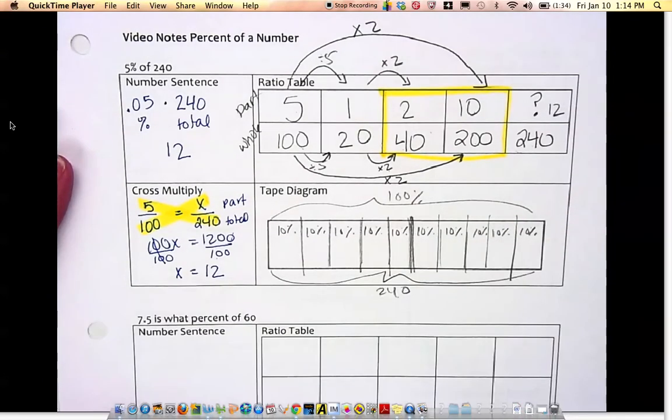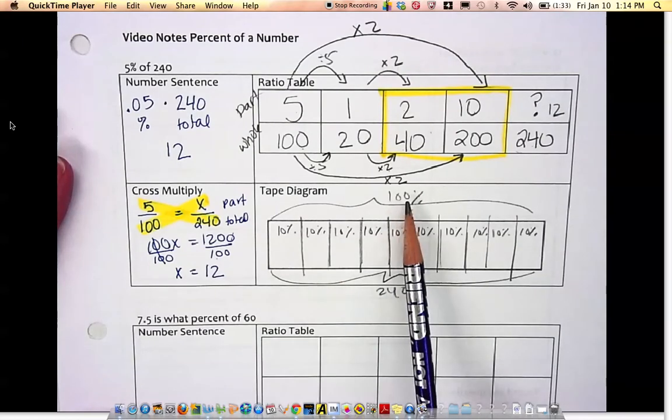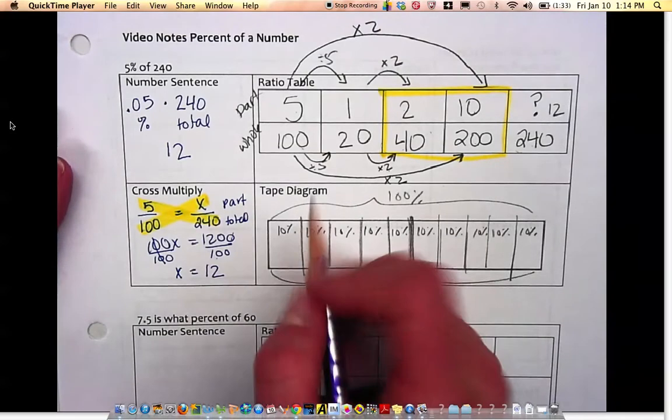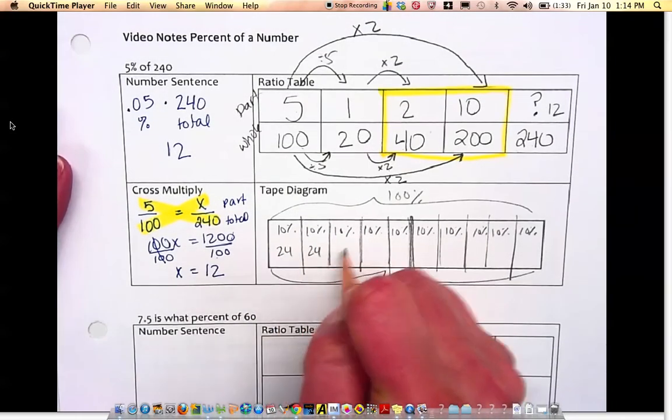All right, so now I have 10 spaces, and that takes my 100, divided into 10 spaces. Now I have to take 240 and divide it into 10. And I know that that's some mental math, and 240 divided by 10 is going to be 24. So I'm going to write my 24 in.